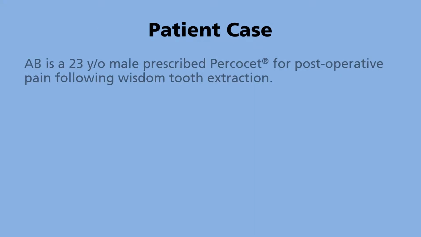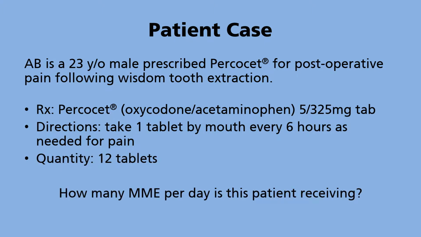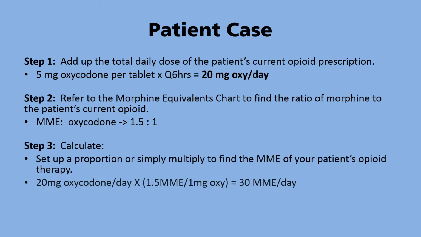Let's take a patient case. This is a 23-year-old male, prescribed Percocet for post-op pain following wisdom tooth extraction. How many MME per day is this patient receiving? So we follow the steps: add up the total daily dose of the patient's current opioid prescription, then refer to the MME chart to find the ratio of morphine to the patient's current opioid. Then we calculate.